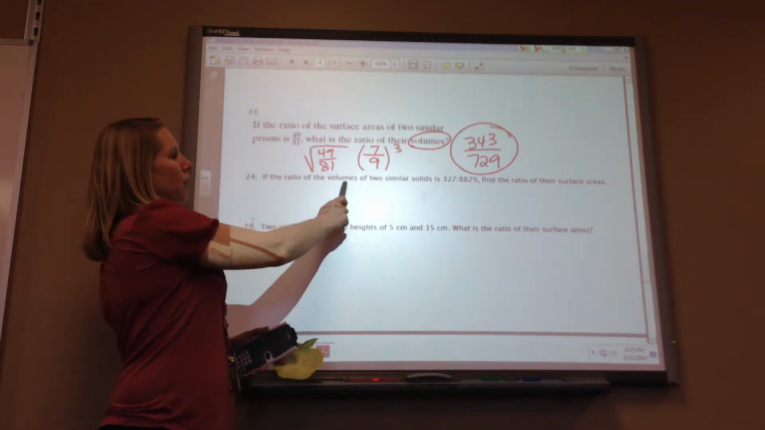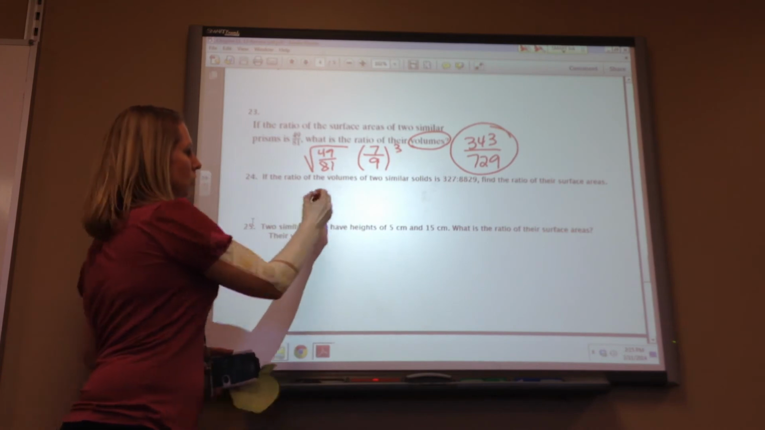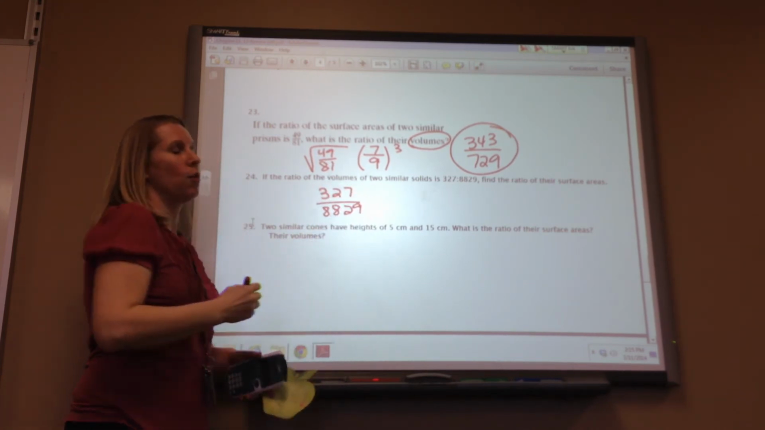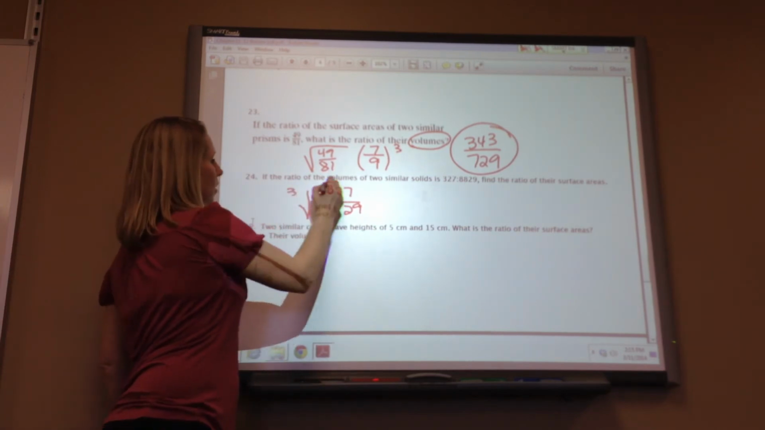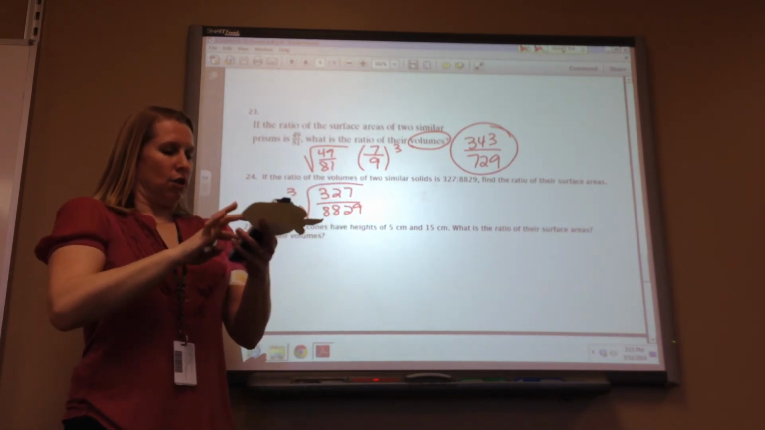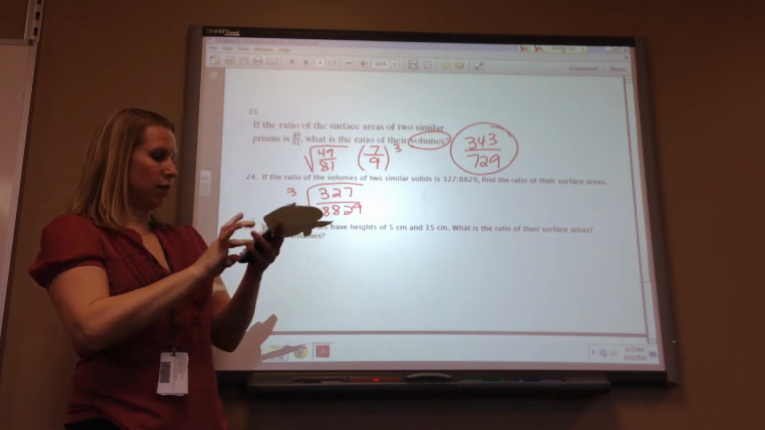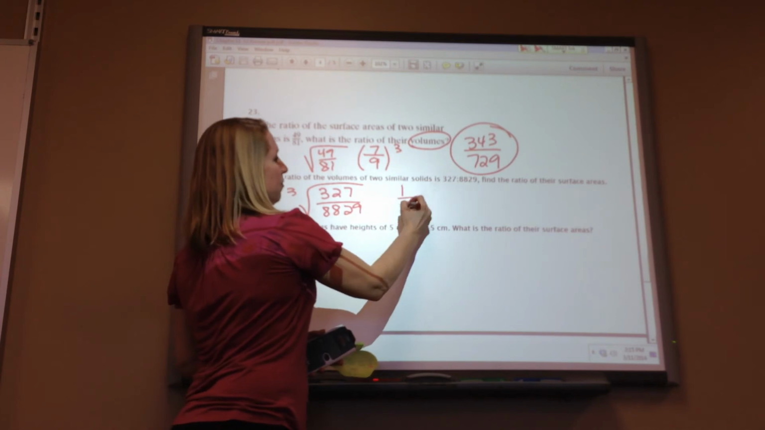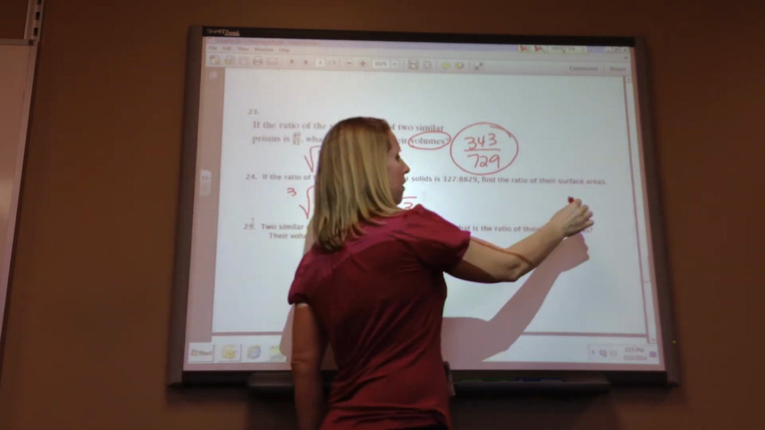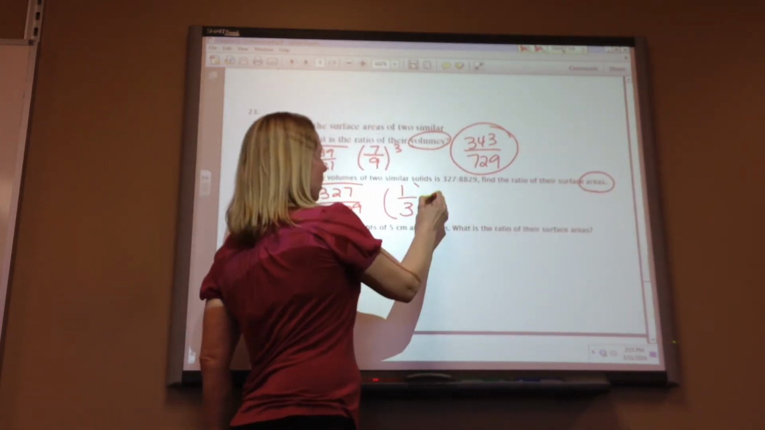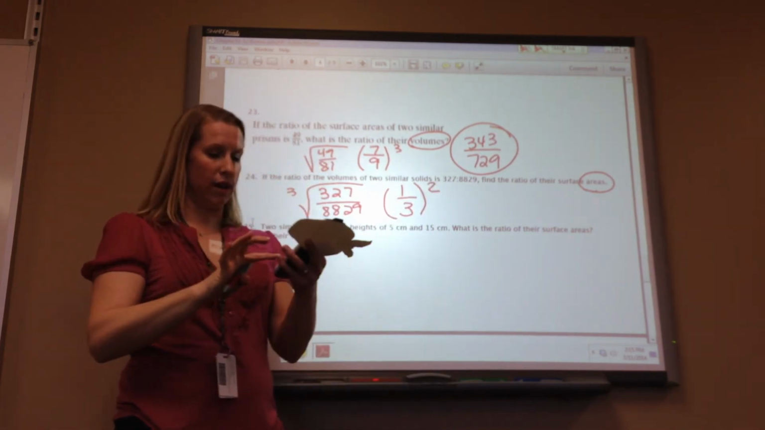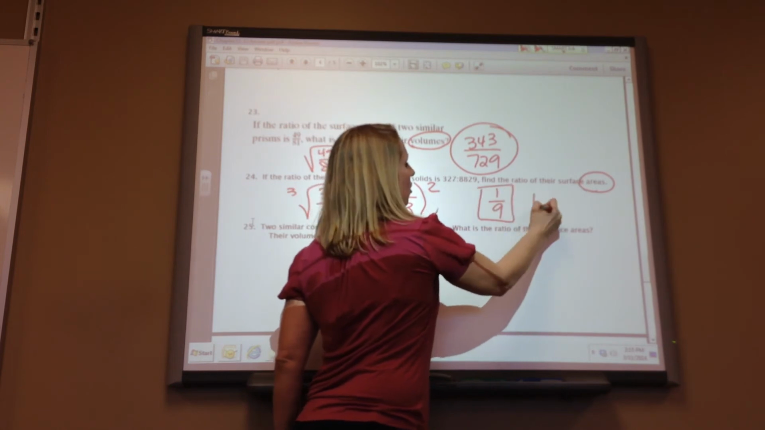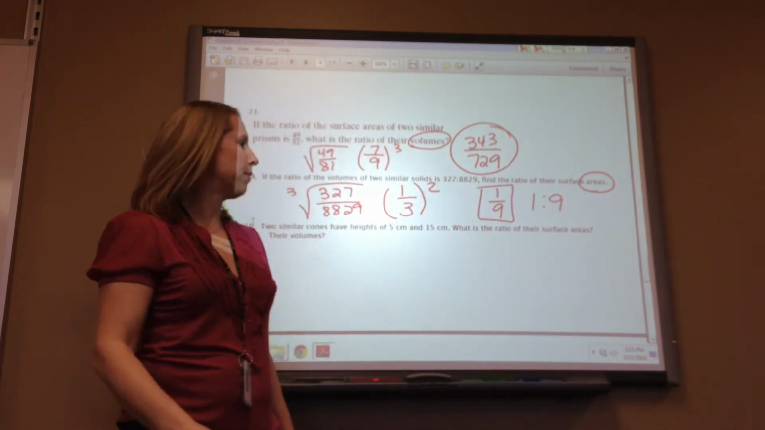This gives us the ratio of the volumes of similar solids, so 327/8829. We need to cube root that. So cube root 327/8829, and I got 1/3. We want the ratio of their areas, so now you need to square that because area is squared. So if I square that, I get 1/9. You can also write it as 1/9, either way.